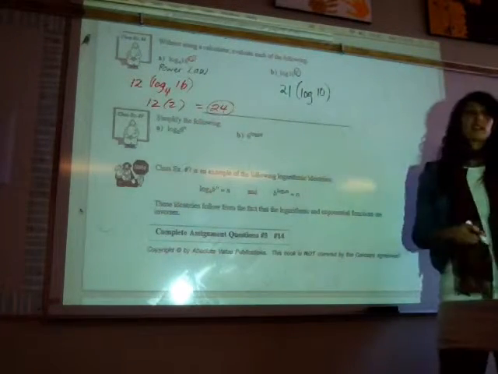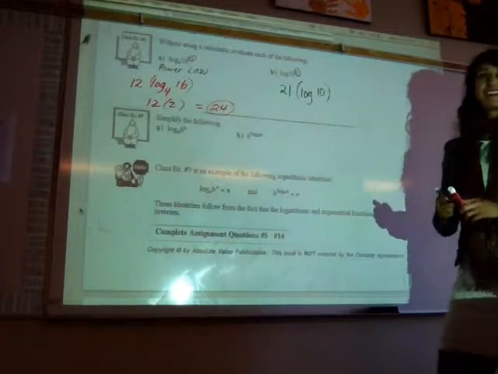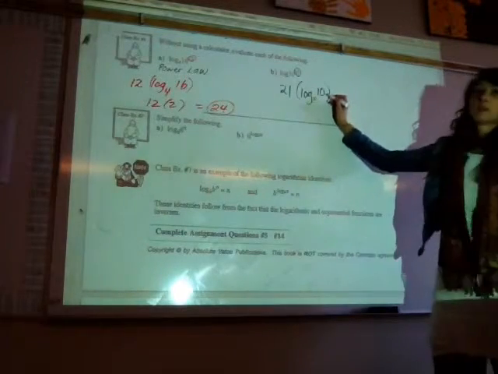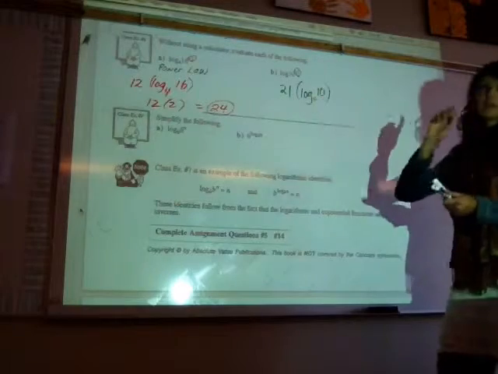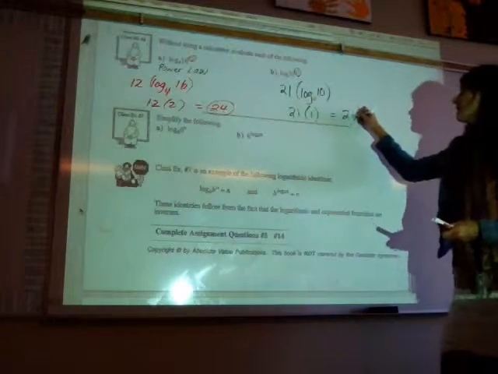Let's evaluate log 10. What do you get? 1. How'd you get that? Good, we have to remember that that's base 10. 10 to the power of what gives you 10? 1. Okay? When you have the same base and same argument, it's always equal to 1. So we have 21 times 1 gives us 21.